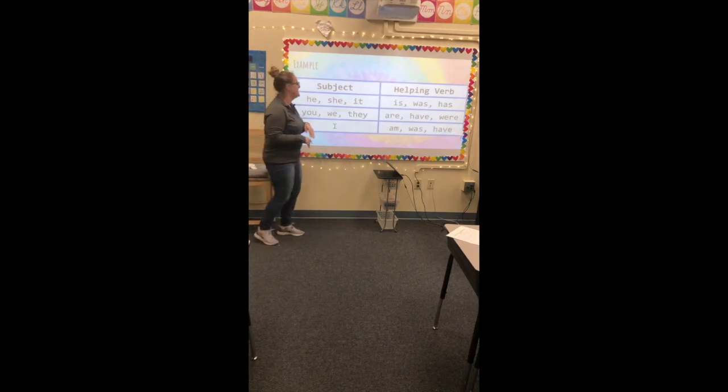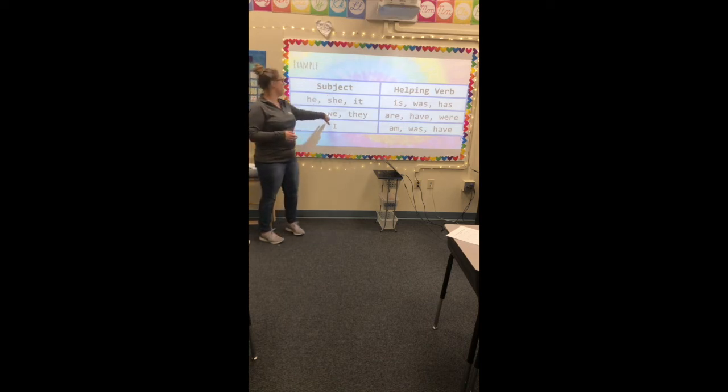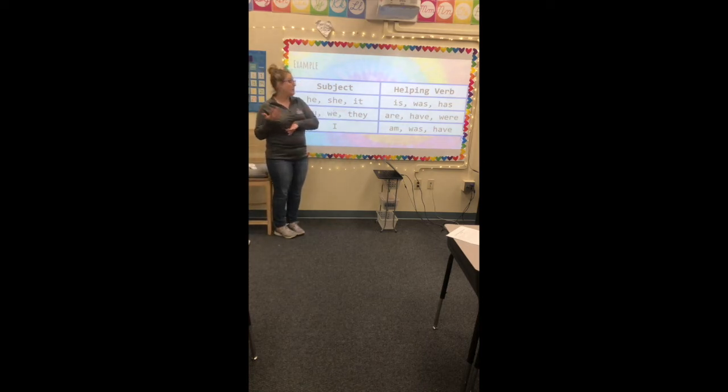Here's some more examples. If your subject is he, she, or it, your helping verbs are is, was, and has. Is is your present tense helping verb. Was and has are your past tense helping verbs. If the subject is you, we, or they, your helping verbs are are, have, and were. Are is your present tense helping verb. Have and were are your past tense helping verbs. And finally, if your subject is I, your helping verbs are am, was, and have. Am is your present tense helping verb. Was and have are your past tense helping verbs.